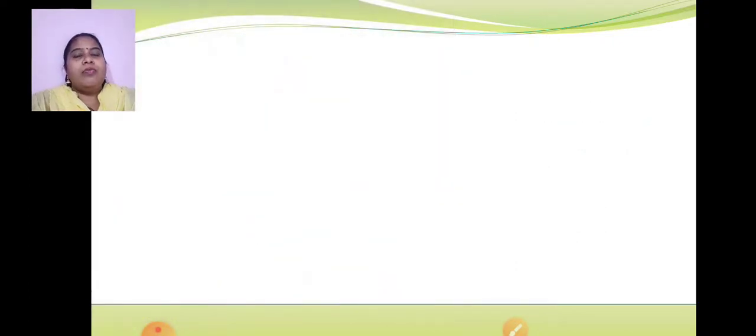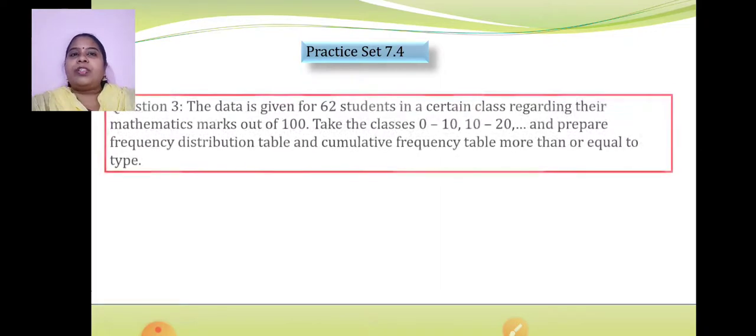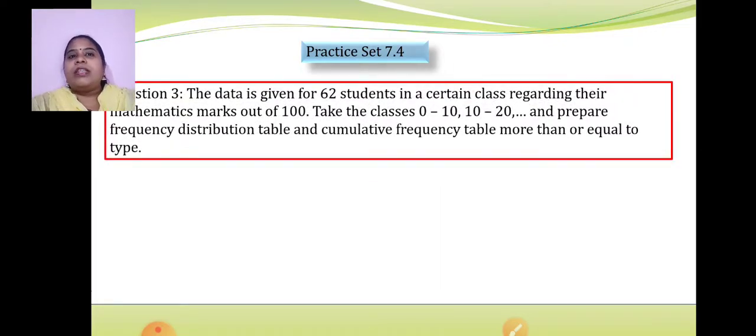In this session, we will revise both the concepts that we have learned in the previous sessions, that is cumulative frequency less than type and more than type. For that we will take a sum from practice set 7.4, that is question number 3. Let us read the question.